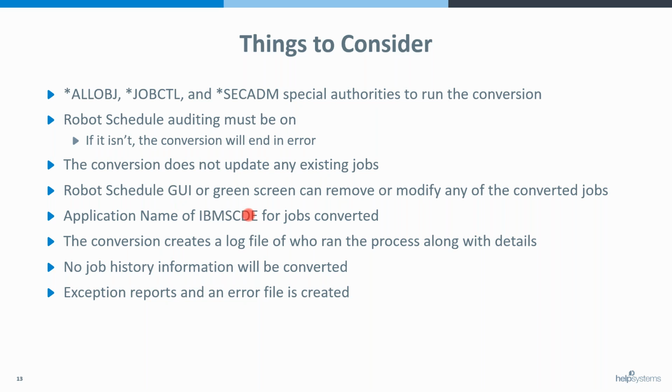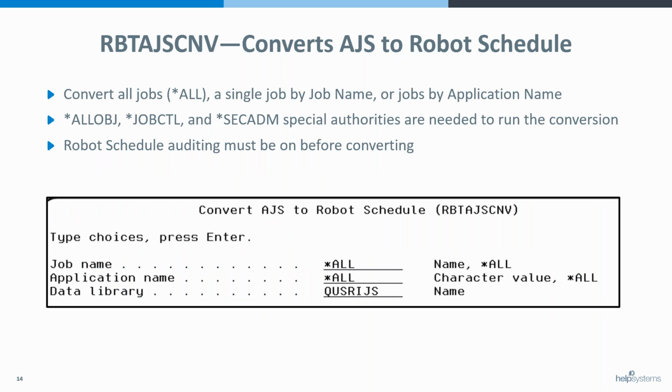You will see an application name. That's a field on a robot job, and the application name automatically gets populated with IBM schedule entry for that particular command. There's some log files that are created along the way so that we've got kind of an audit trail of what happened. There won't be any system job history converted into robot. All right, that's reserved for robot executions and further audit reports and error reports if there was a problem.